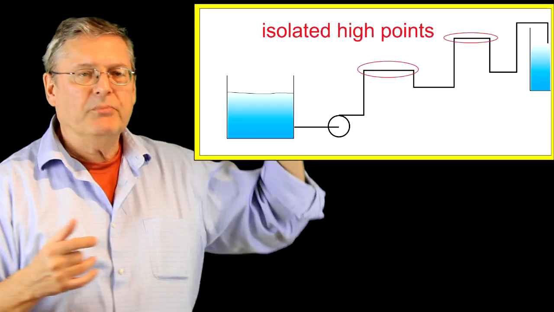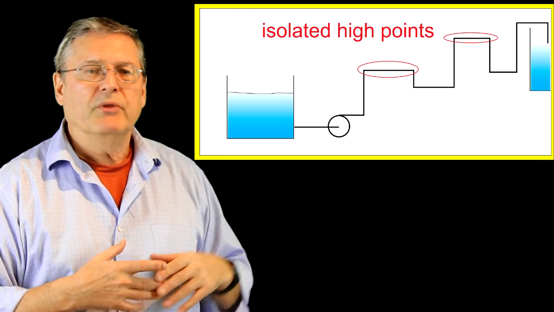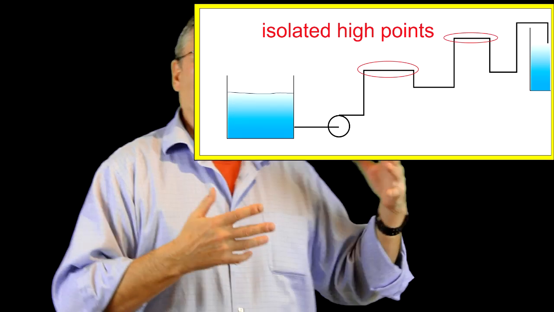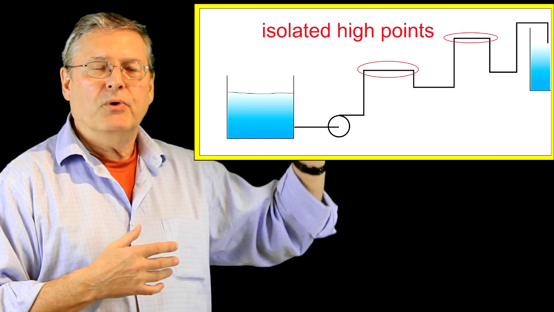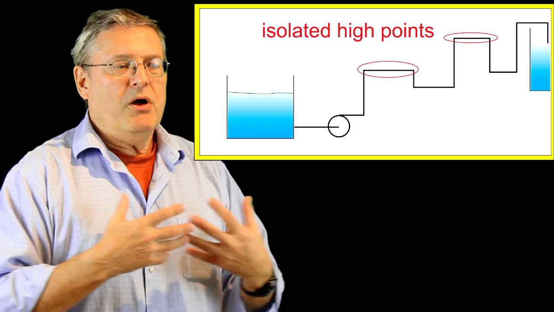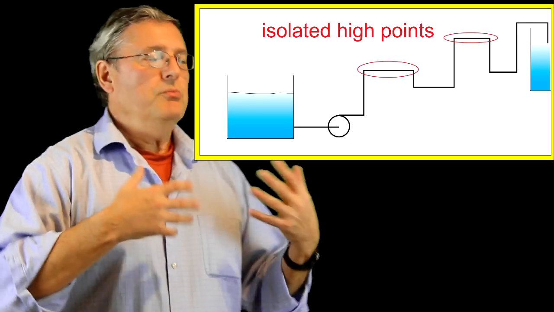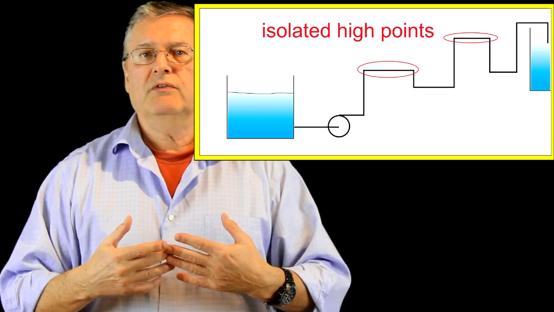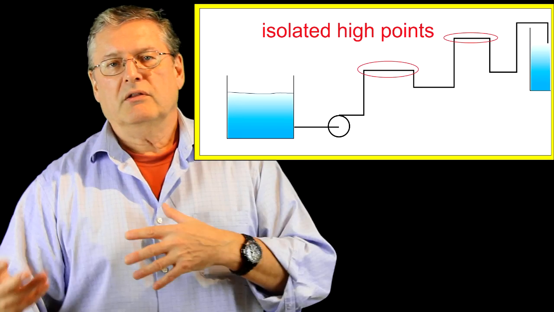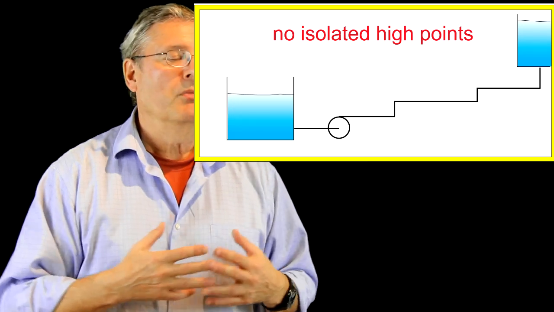Well, one way is to avoid having these ups and downs, these isolated high points where air can get trapped. Some people call it avoiding pockets, but I prefer to think of it more as isolated high points, because that's where the air is going to get trapped. So the problem here is the air will be trapped there, and you'll have trouble starting up your system. You may not get rid of the air. You may have to put vents in. If you put vents in, you have to make sure you maintain these vents, etc. It's a bit of a pain. So if you can avoid these right off the bat, much better.